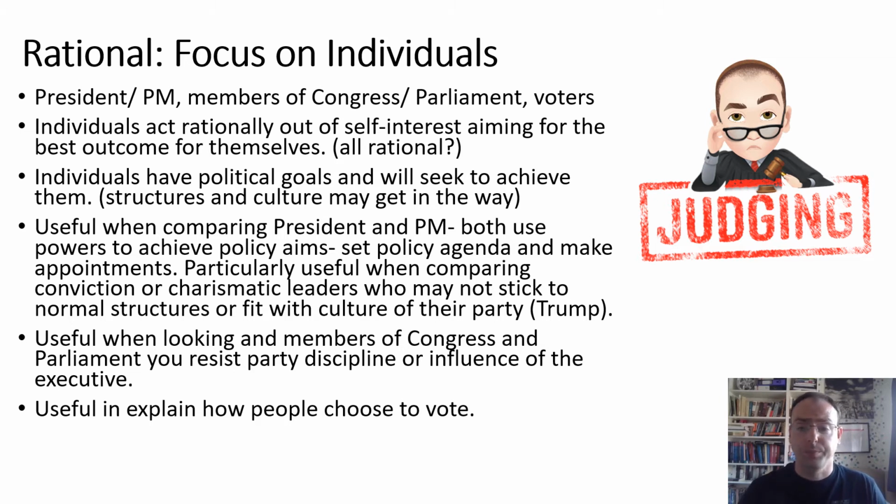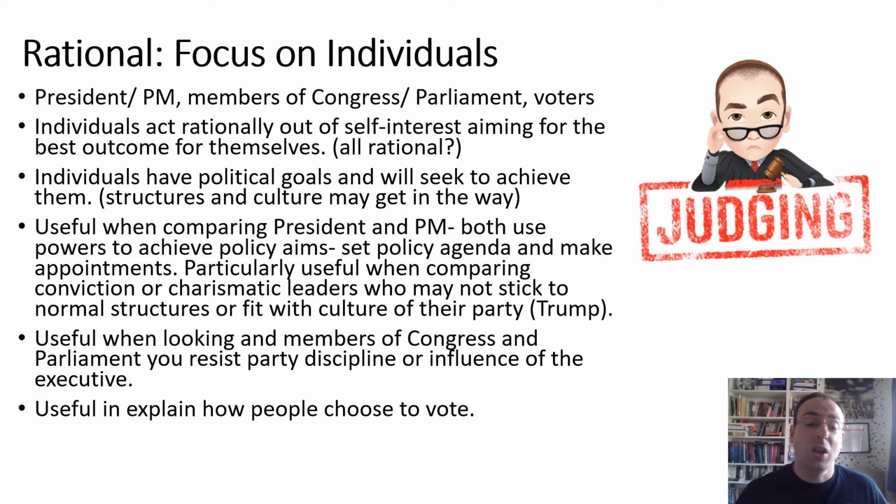You ask, what is it that they're trying to achieve, and how are they trying to do it? Because of them being slightly out of the norm, maybe they don't stick to the cultures, and maybe they don't stick to the structures as has been done by more conventional prime ministers and more conventional presidents. It's useful when looking at members of Congress and members of Parliament who, for example, resist party discipline or the influences and offers of patronage from the executive.